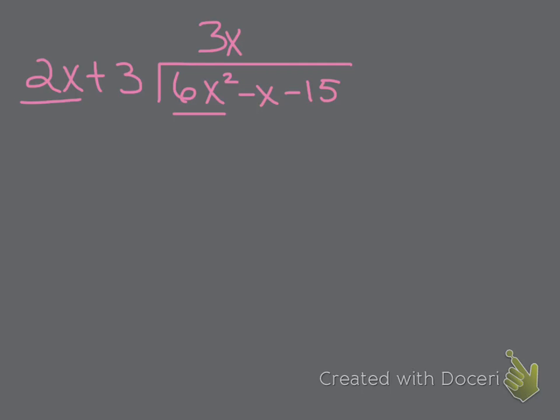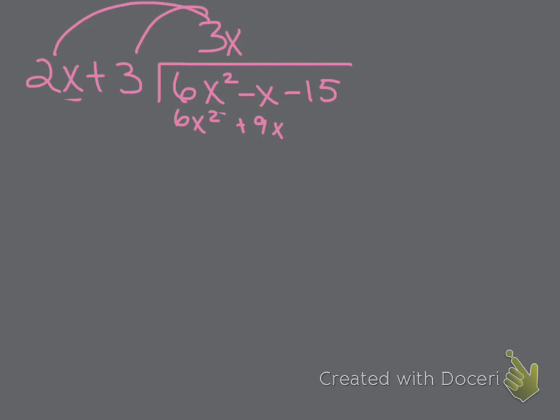And then we do the distributive property. So it'll become 9, and it'll be 9x positive. And then we're going to do this times this here, which will become 6x squared.